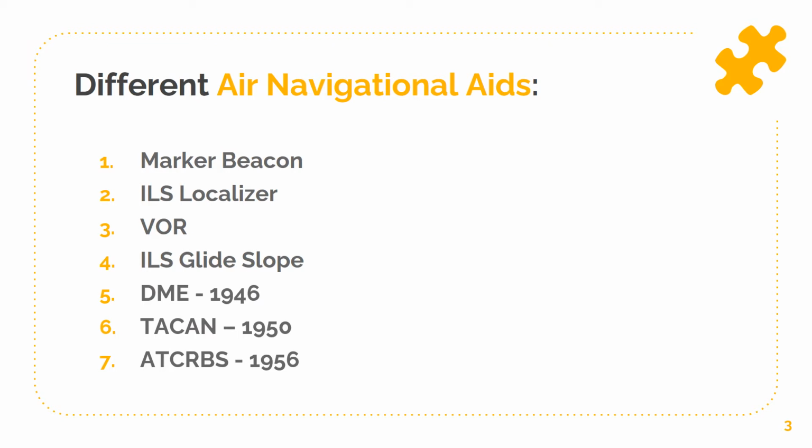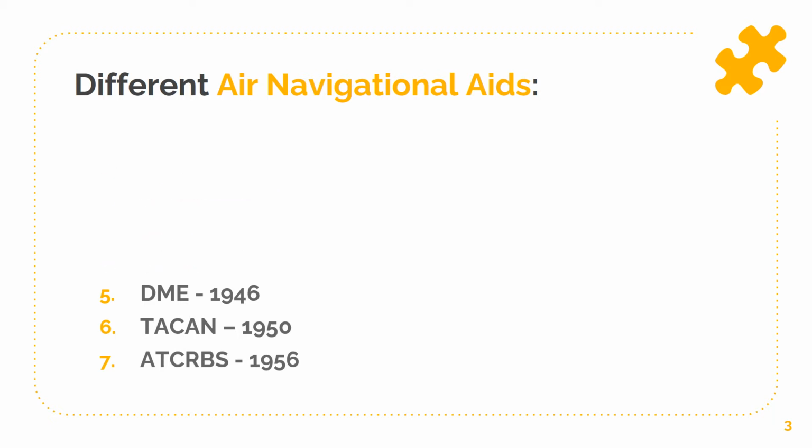Here are the different air navigational aids. We have marker beacon, ILS localizer, VOR, and the ILS glide slope. However, these first four we will not be discussing, because they will be tackled in a separate video. In this video, we will be focusing on the last three, which are the DME, which was introduced in 1946, TACAN, which was introduced in 1950, and the ATC-RBS, which was developed in 1956.